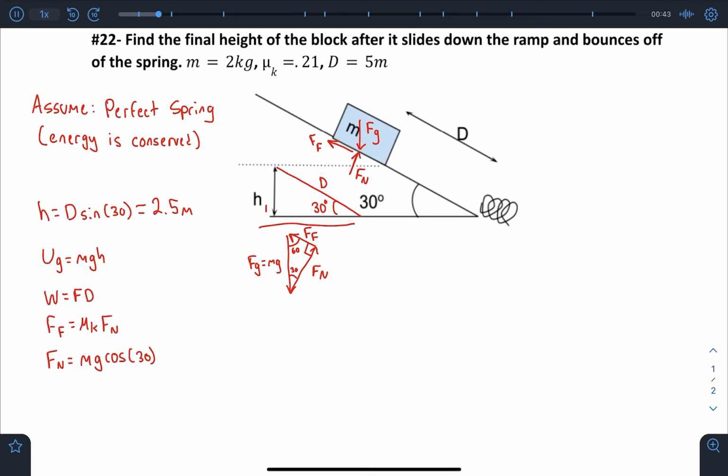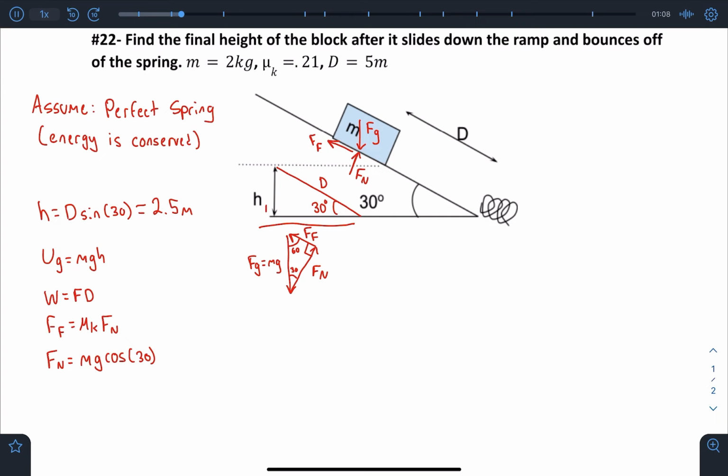While we're not given the height h, we have a relationship with our d and that angle of 30 degrees, and we know that h is just equal to d sine 30, and so our h is 2.5 meters. So getting into this problem, we know that it's going to be a conservation of energy problem, and so we can look at a couple of equations that we're going to use here.